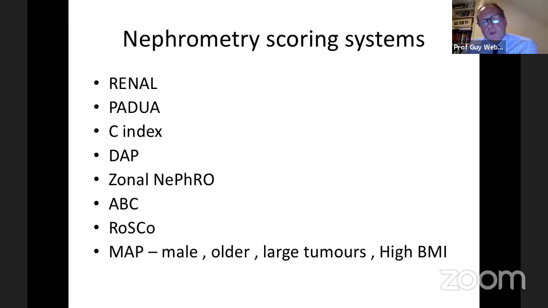One that's quite interesting is the MAP, from the Mayo Clinic, to do with how adherent the tumour is and how difficult it would make a partial nephrectomy. Certain things they look at, and basically they found out that in males with high body mass index, big tumours that were older, they're more likely to be more adherent and a more complex partial nephrectomy, irrespective of the anatomical location, for instance, compared with females or with younger patients.